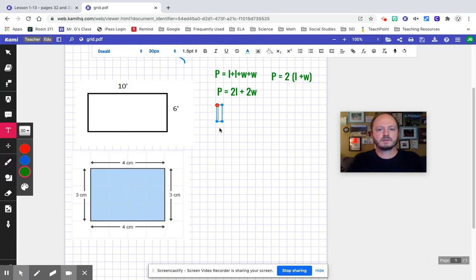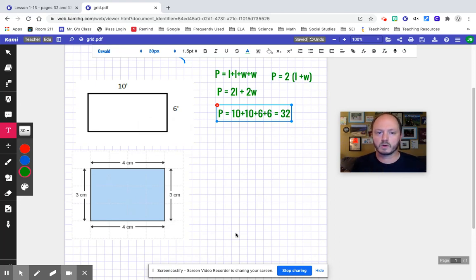In this case, P equals 10 plus 10 plus 6 plus 6, which is equal to 20 plus 6 and 6, 32, right? And we could have done it a different way. We could have said 10 plus 6 is 16 times 2 is 32. So these are some of the strategies that we're going to use for finding perimeter.